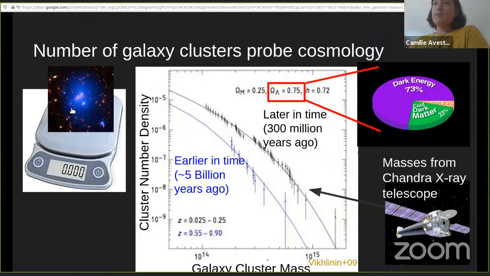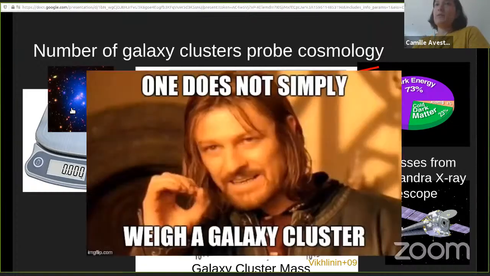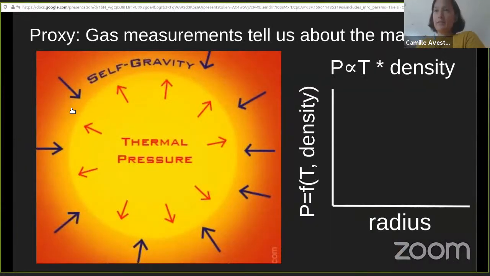These particular masses were masses from the Chandra X-ray telescope. But as I mentioned before, you can't just weigh these on a scale. One does not simply weigh a galaxy cluster. That is the crux of where cluster cosmology has to do a lot of the work. So this is just a cartoon example of how we go about doing that. For the example of X-ray measurements, gas measurements tell us about the mass.